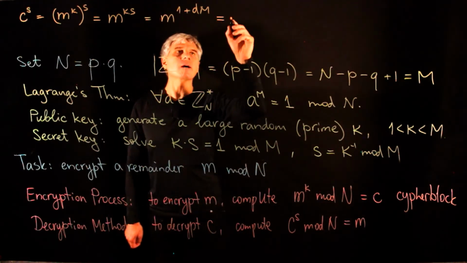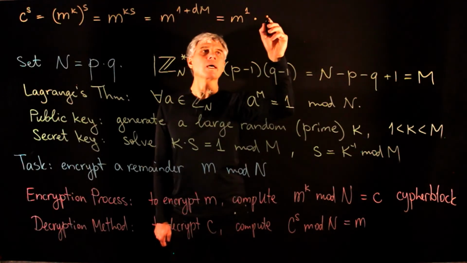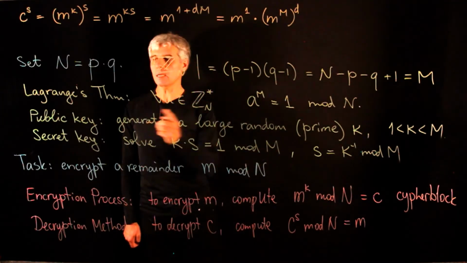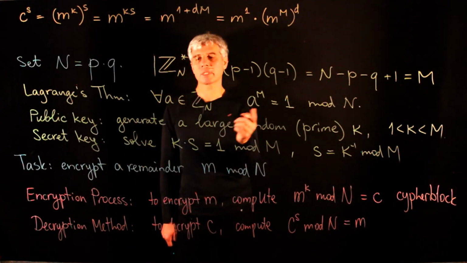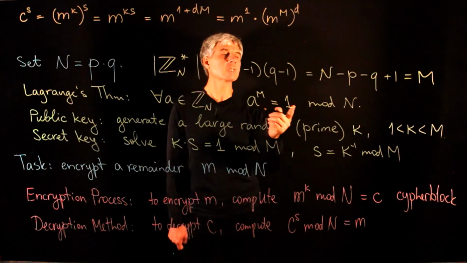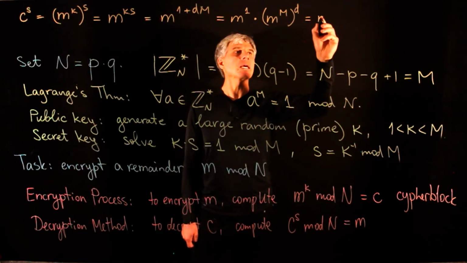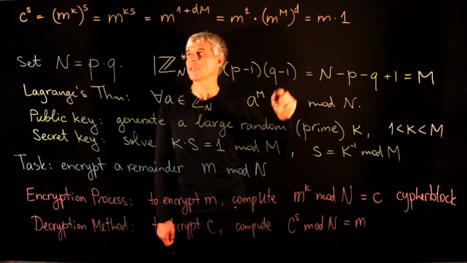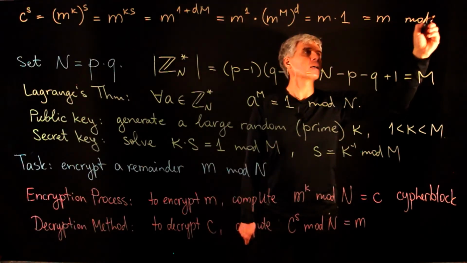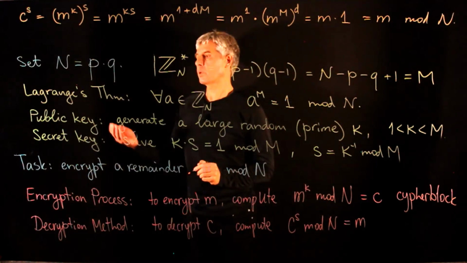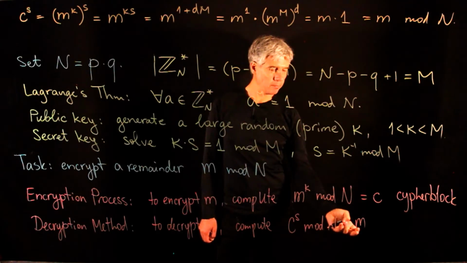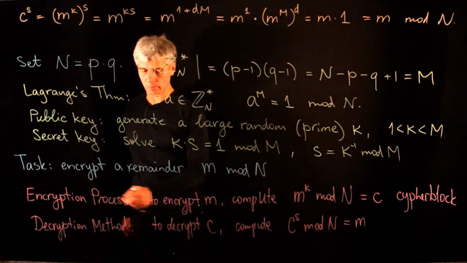And so then this is m to the power 1 times m to the power capital M, all raised to the power d. But here we have Lagrange's theorem. So Lagrange's theorem says that for every element in this multiplicative group, a to the capital M is equal to 1. So what we get is m times 1, right? And all these computations are done mod n. So we get that this is equal to m mod n. And so we see that our decryption process returns the plain text block m that Bob was sending.